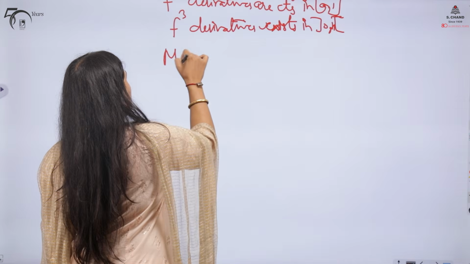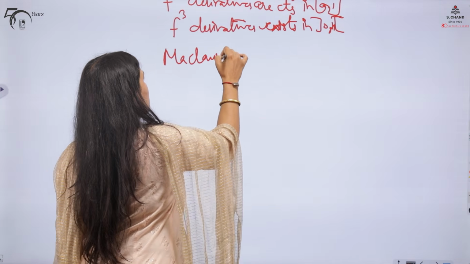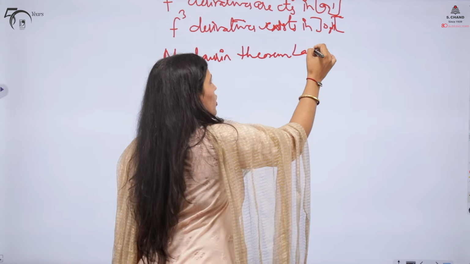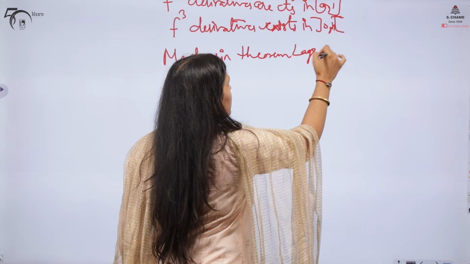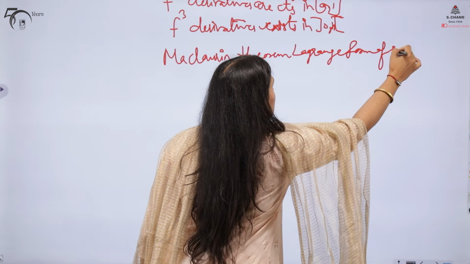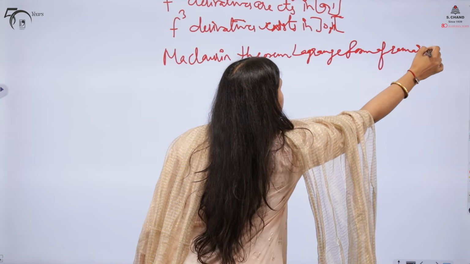So, Maclaurin's theorem, Lagrange form of remainder up to 3 order.